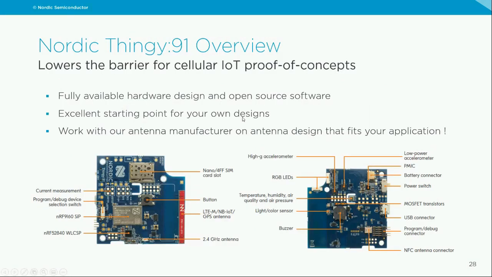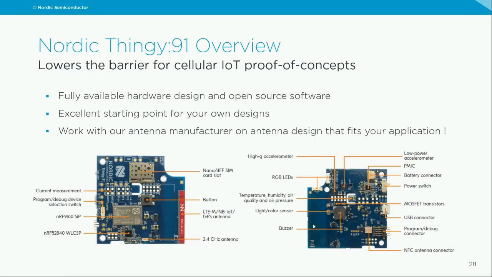So both the 9160 and the development kit come with a lot of sensors on the PCB, MOSFETs, LEDs, and other features that you need to do basically some prototyping and application prototyping. The full hardware design is available from Nordic as open source, so you can download all this as well to start your hardware design based on our DK or our Thingy 91.